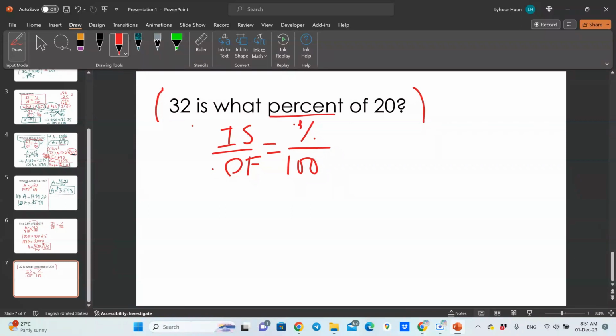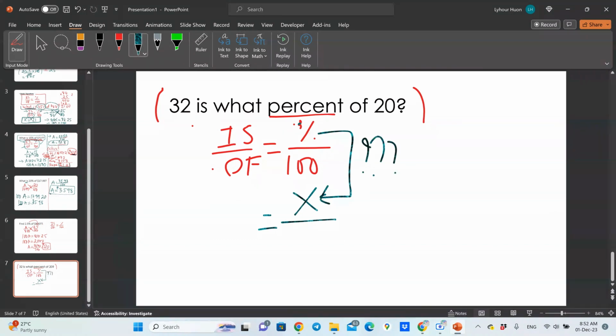So now let's denote the unknown, the questioning one, as a variable, x. 100 always stays for 100. What is the is? Is 32. What is the of? Of 20. Yes, that is correct.